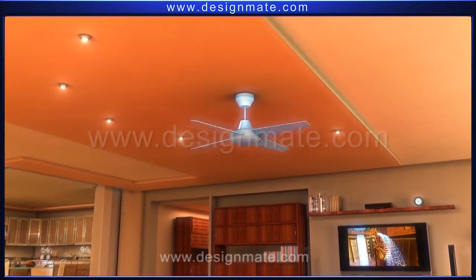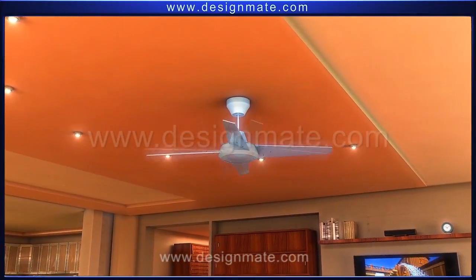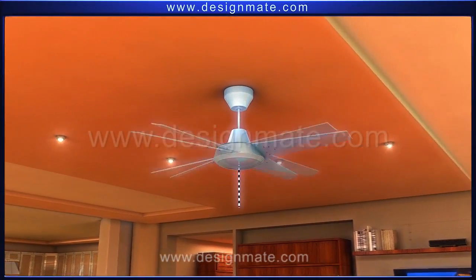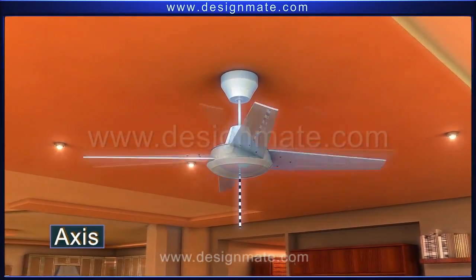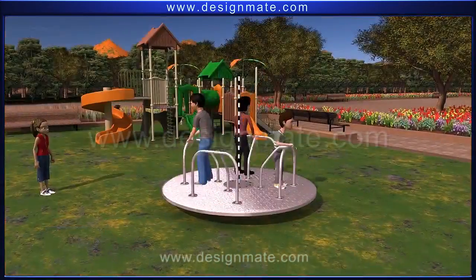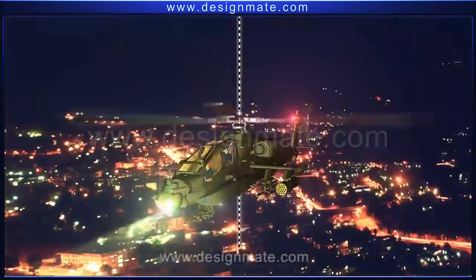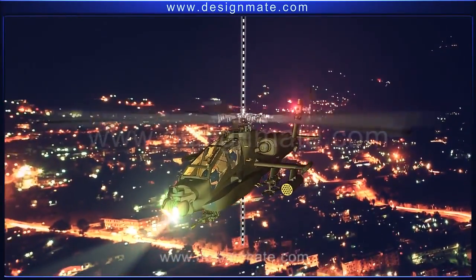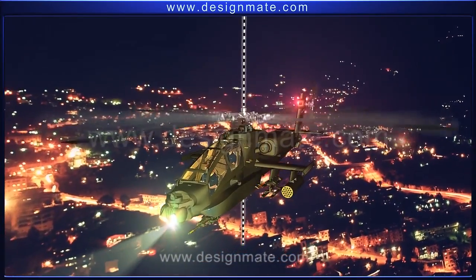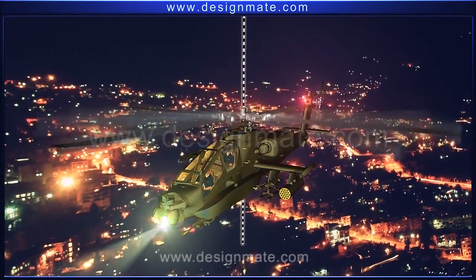Usually, when we think of rotation, we think of a solid object rotating about a fixed axis. For example, a merry-go-round, propeller of a helicopter, etc. However, we need to broaden our concept of rotation.